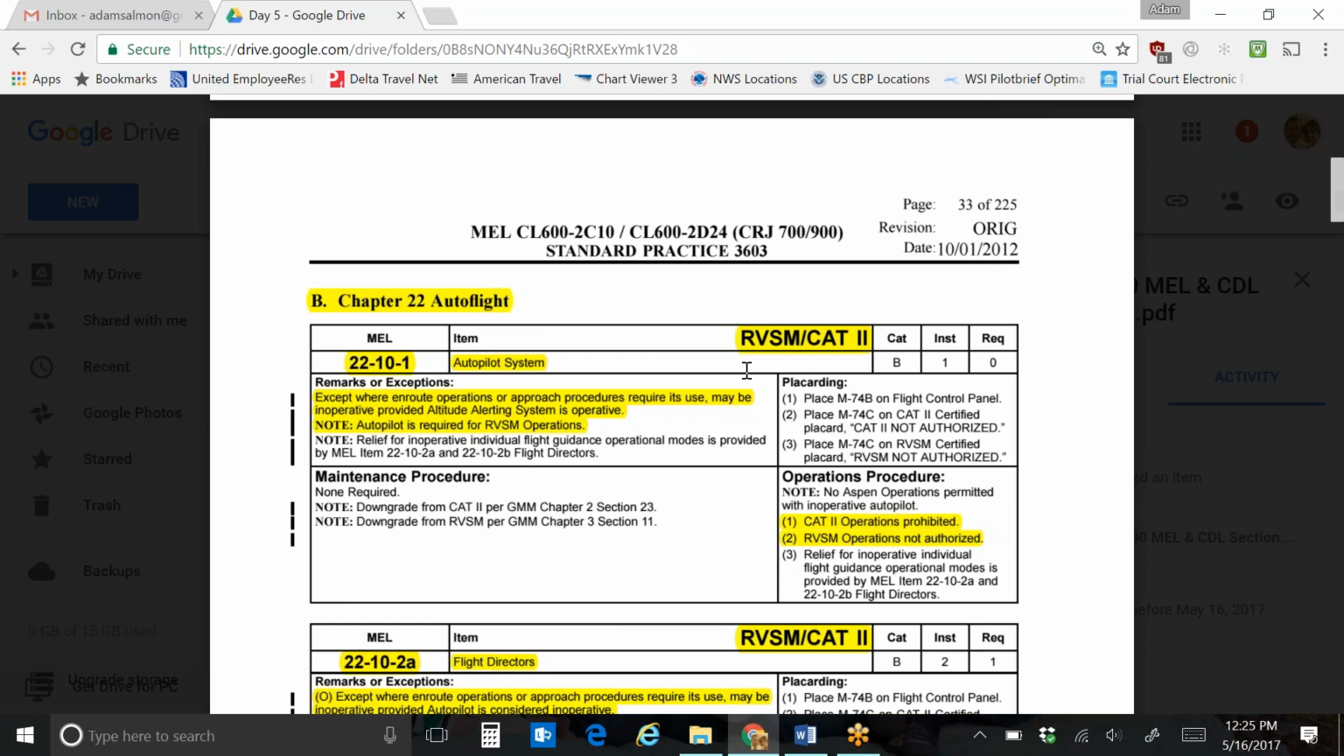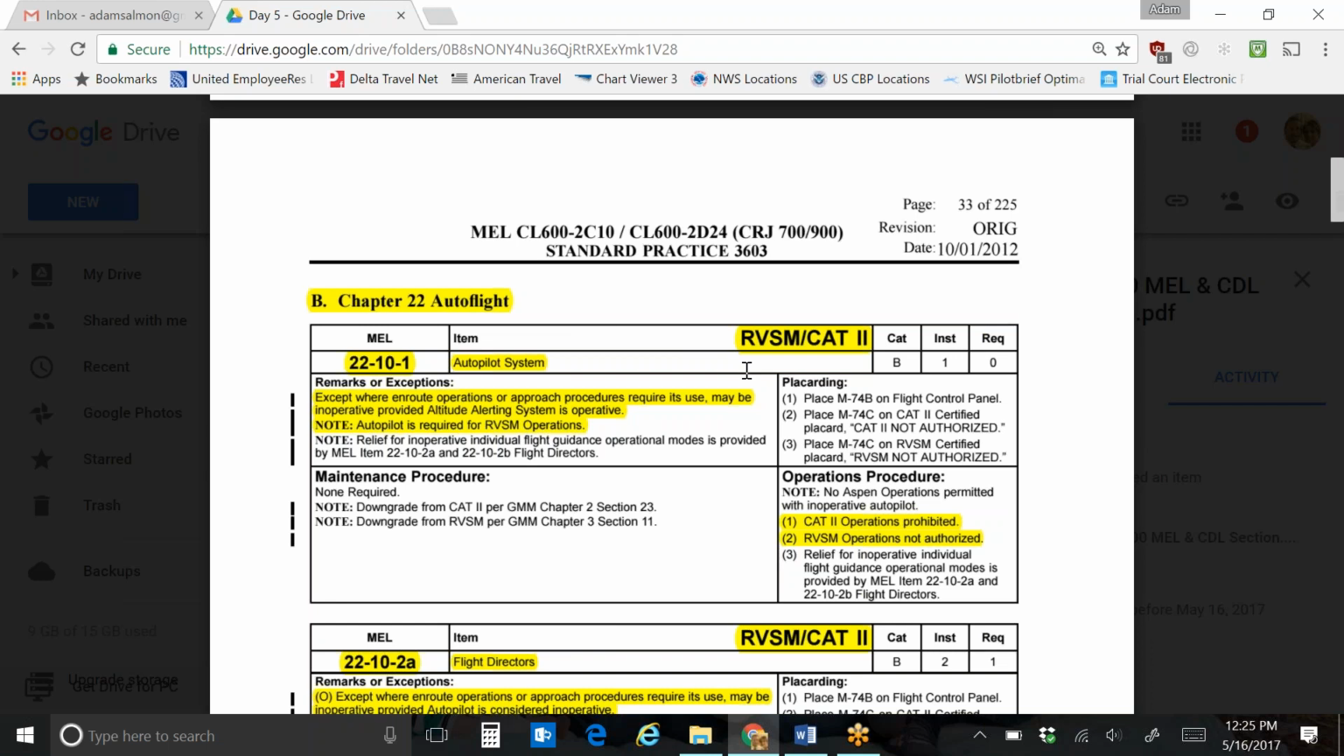The other thing is when you fly into RVSM airspace, and remember RVSM airspace, flight level 290 to flight level 410, stands for reduced vertical separation minimum. So in order to fly in that airspace, because the separation in that airspace is reduced, you must have a functioning autopilot up in that airspace.